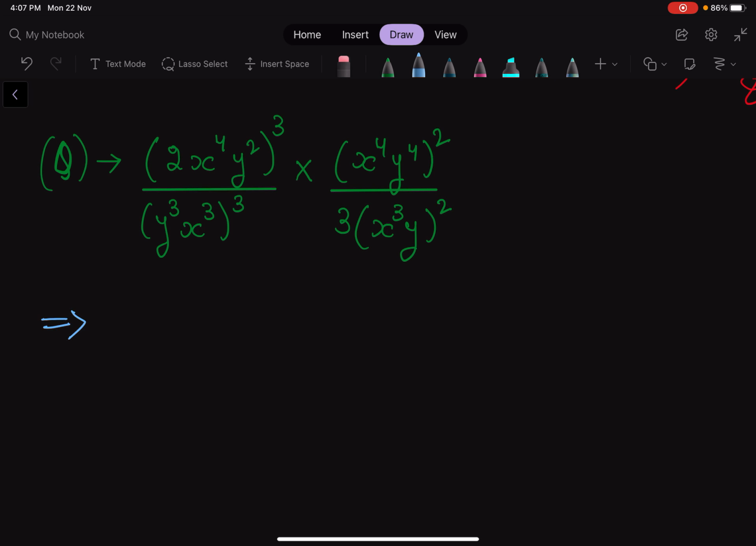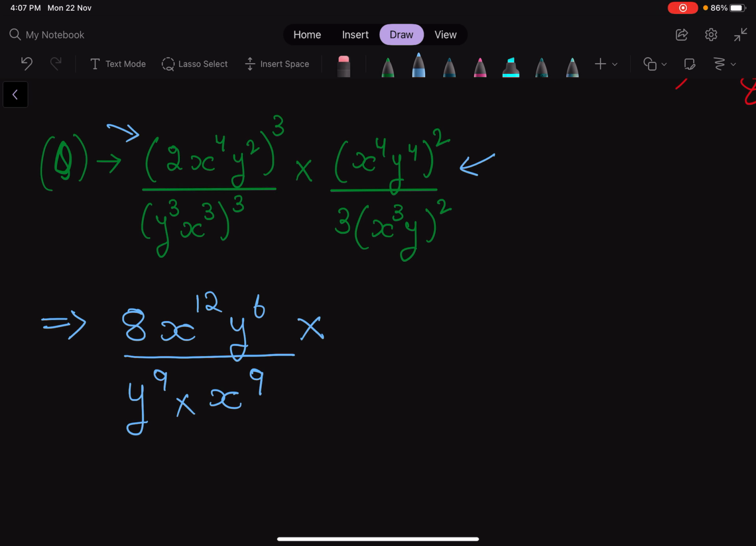First of all, what you need to do is just open the bracket. So I'm opening this bracket first, individually. 2 power 3 is 8, and here the power of x is 4, whole power 3, so you multiply 4 by 3, becomes x power 12, and y's power is 2, whole power 3, so 2 threes are 6, so it's y raised to the power 6, divided by, similarly you do down, y's power is 3, whole power 3, 3 threes are 9, so it's y power 9, multiplied by x power 9, multiplied by, again open the brackets here, so x power 4 twos are 8, same y power 8, divided by, 3 is outside the bracket, multiplied by x power 3 whole power 2, so it's x power 6 multiplied by y power 2.